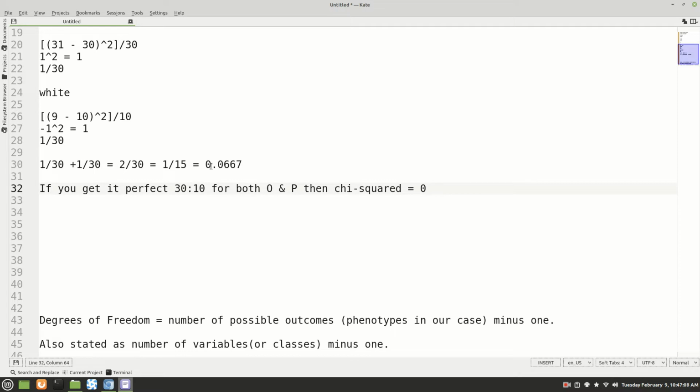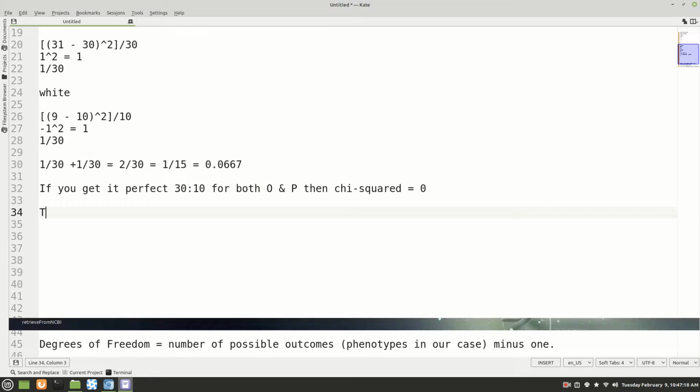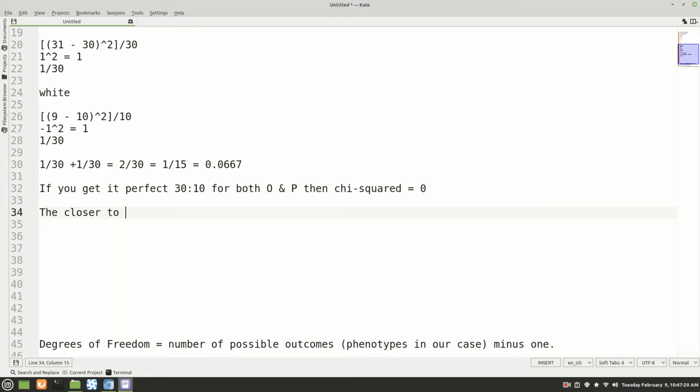Now the question is, is 0.0667 close enough for it to say it's the real model? Well, the closer to 0, the better. All right? So the closer to 0, the closer you are to having the same ratios. Okay, that's all it's saying. That's all chi-squared tells you. It says if you get real close to 0, then you can pretty much say your ratios were the same.